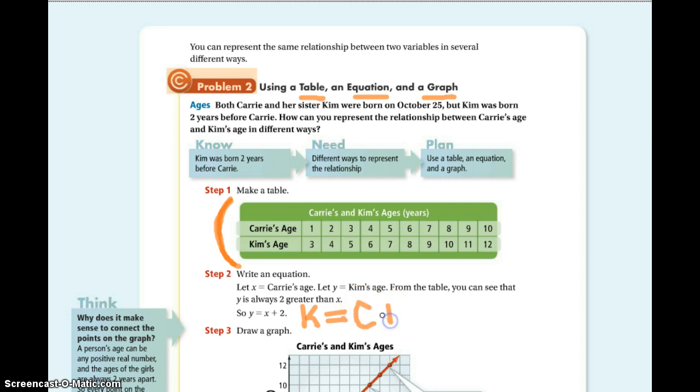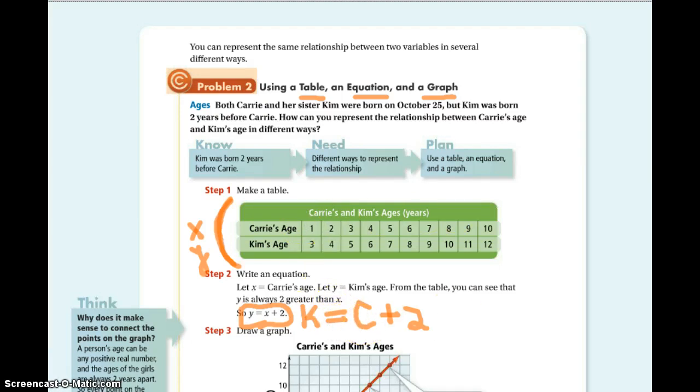So Carrie plus 2. Now when we have these tables, generally the first column represents x, the second column represents y. And that's why when they translate their equation, they put y equal to x plus 2. Instead of using k and c, in algebra generally we want to translate it into x's and y's. So we have our table, we have our equation.